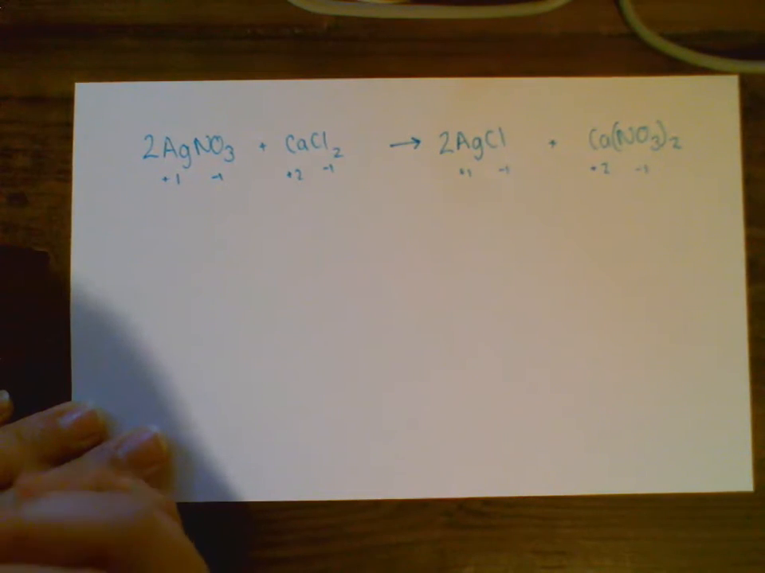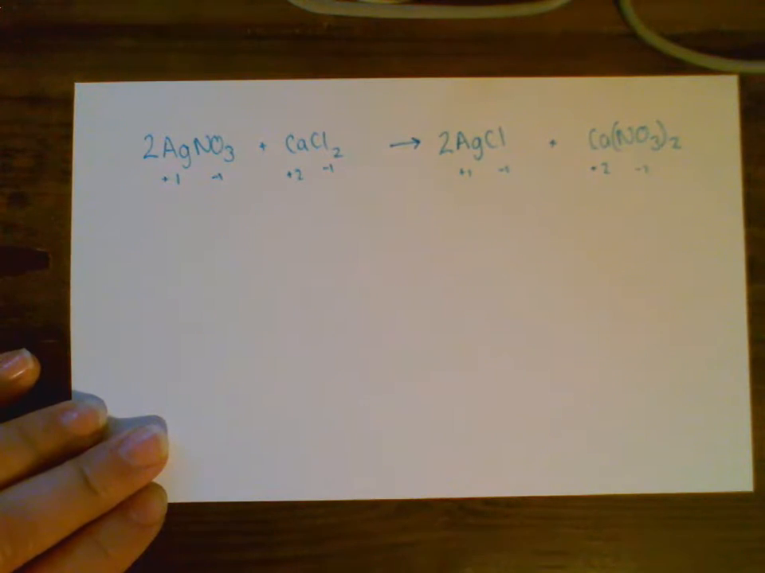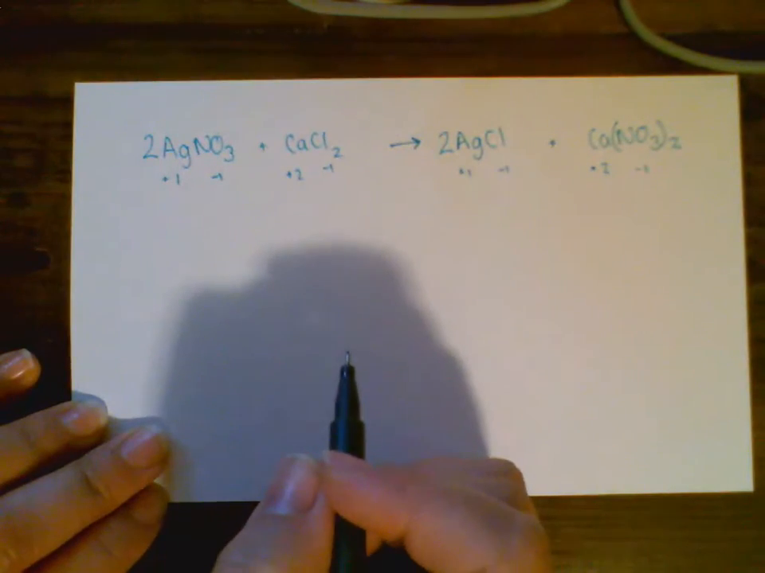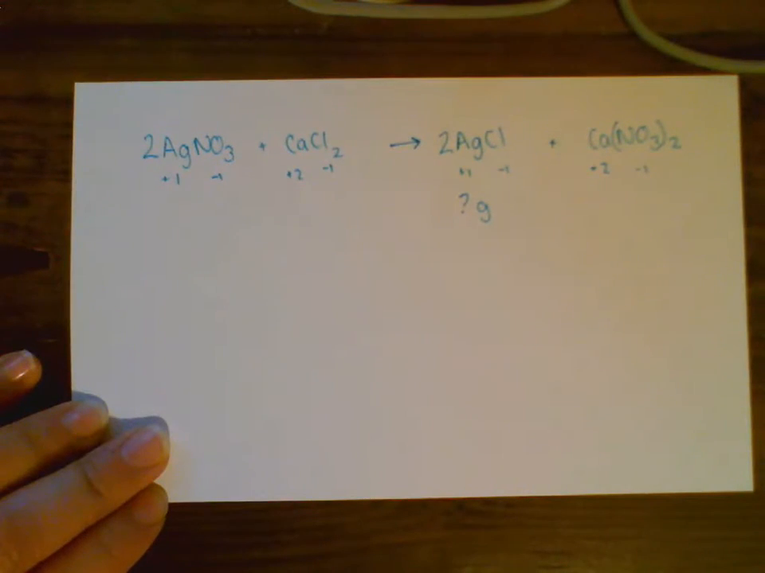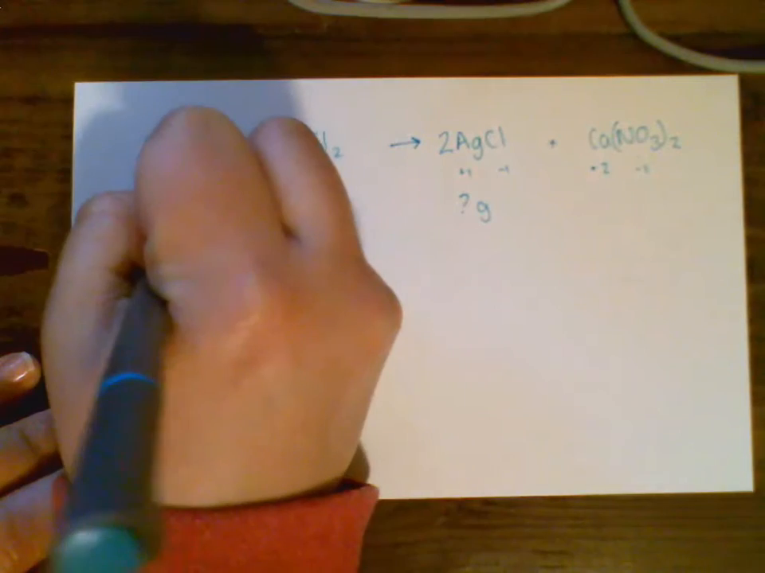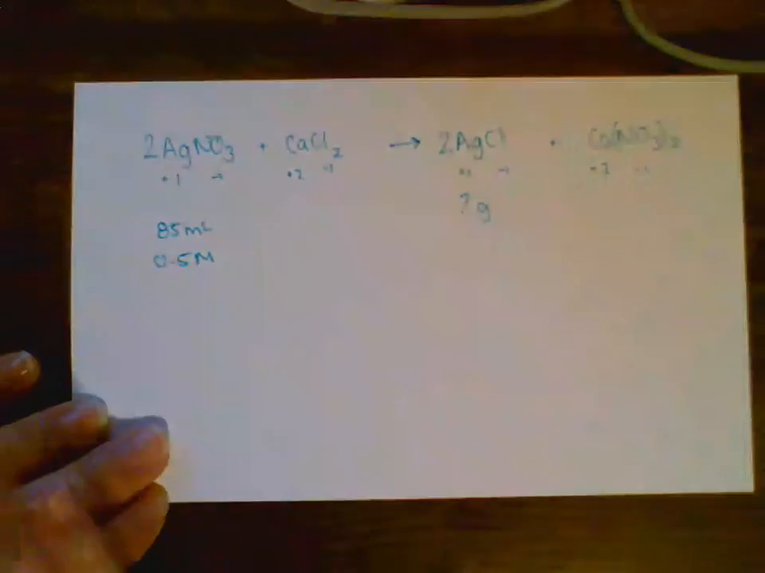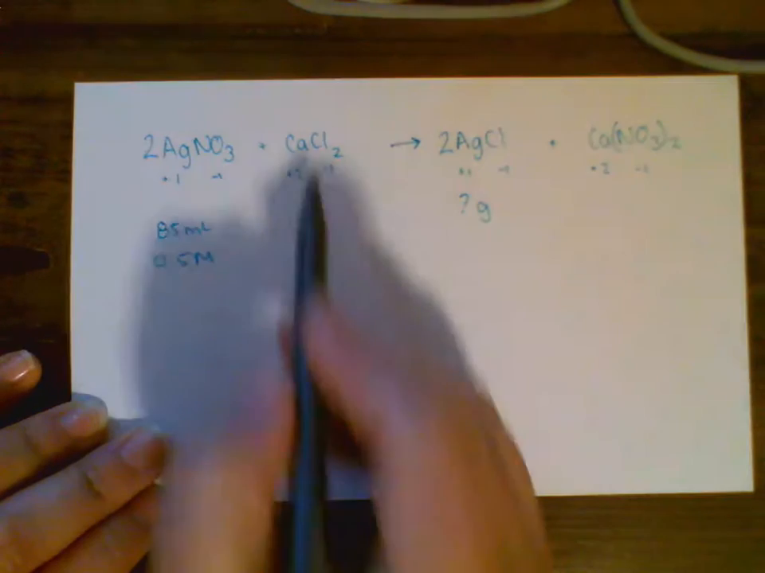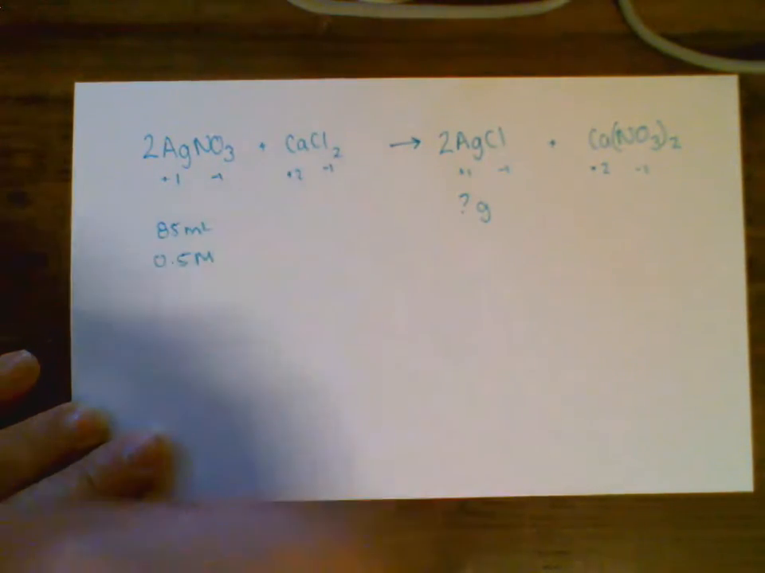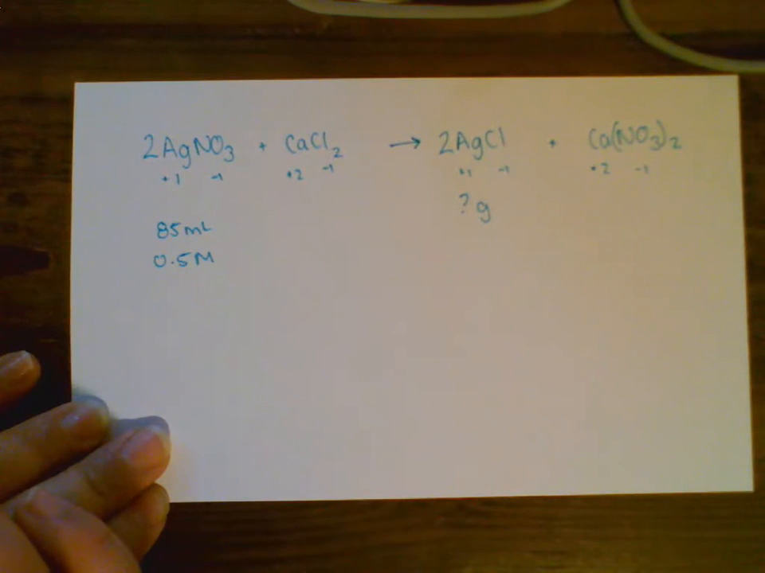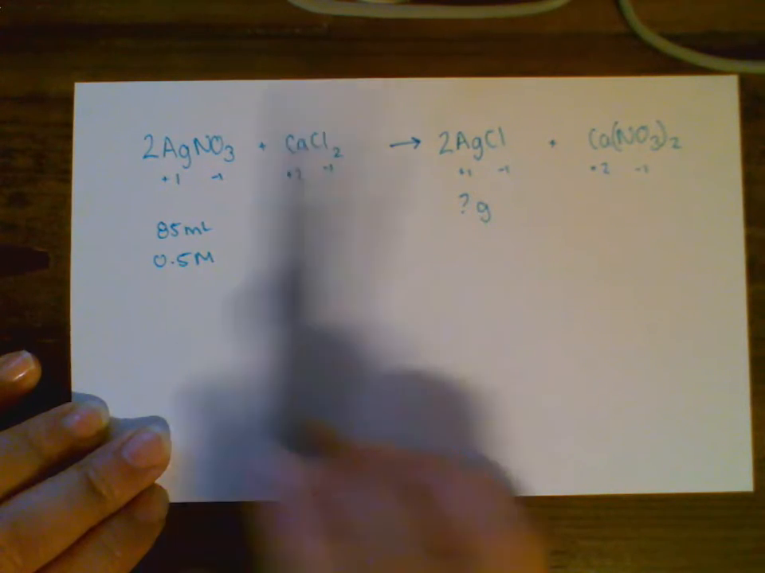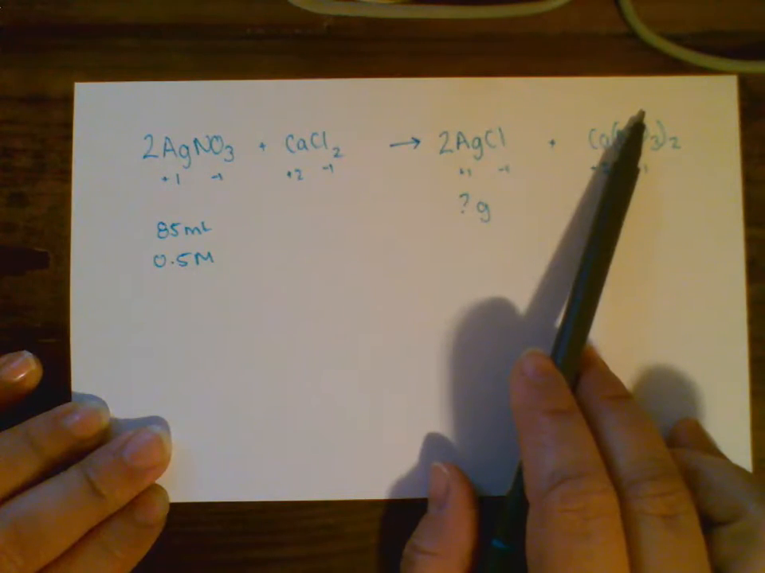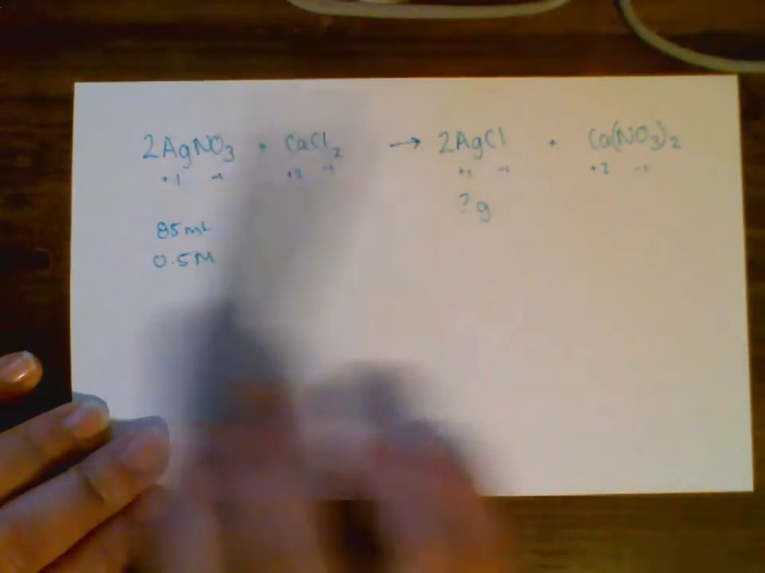Now I'm going to go back to my problem and figure out what it's asking me to calculate. It wants to know how much silver chloride I'm going to produce. What mass? How many grams? And it tells me I'm going to use 85 milliliters of a 0.5 molar silver nitrate solution, and I'm going to mix it with excess calcium chloride. That excess simply means that this isn't going to affect it. I'm not going to run out of it. I have as much of it as I need. And it also doesn't matter how much of this I produce. So these are the things that I'm worried about here.